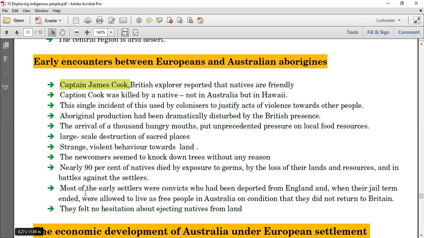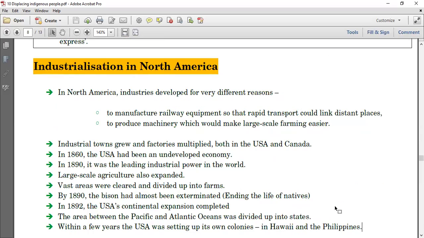against the settlers. Most of the early settlers were convicts who had been deported from England. When their jail term ended, they were allowed to live as free people in Australia on the condition that they did not return to Britain. They felt no hesitation about even ejecting the natives from their own land.